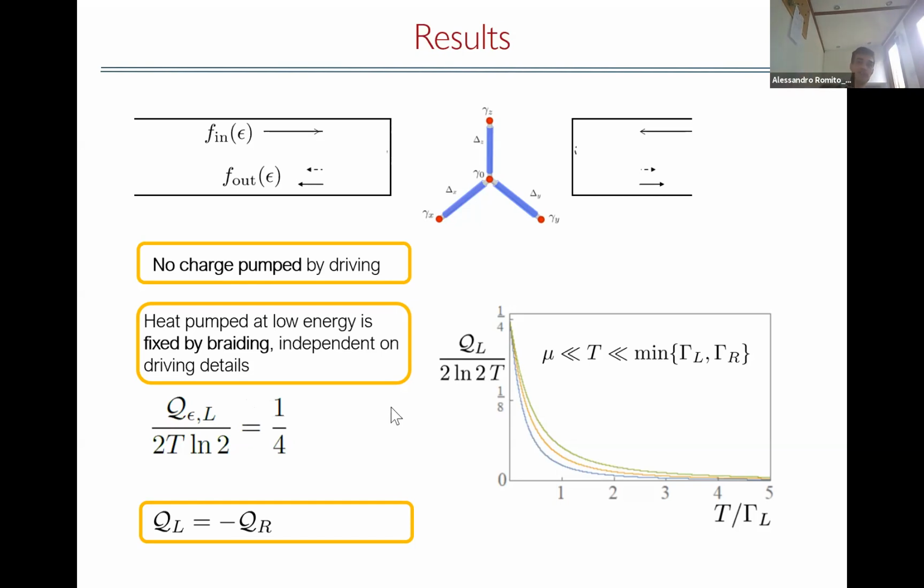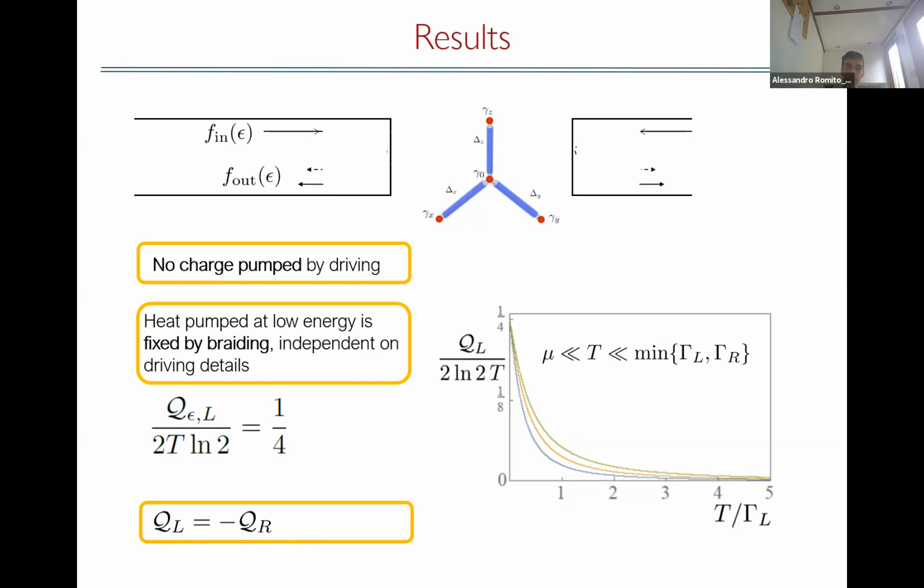Another characteristic is that the heat exchange at one end and at the other are anticorrelated, and this is a consequence of the fact that these are Majorana end states, which have correlation between the Majorana at one end and at the other of the system. So the heat exchange at one lead is correlated with the heat exchange at the other lead, actually anti-correlated exactly in this limit.